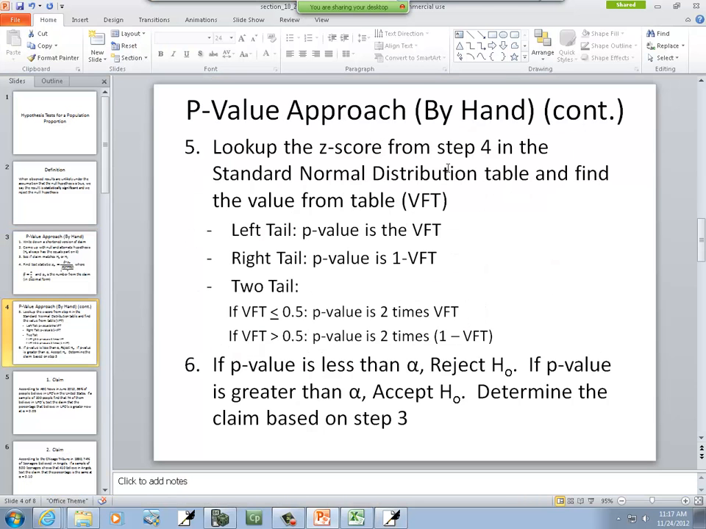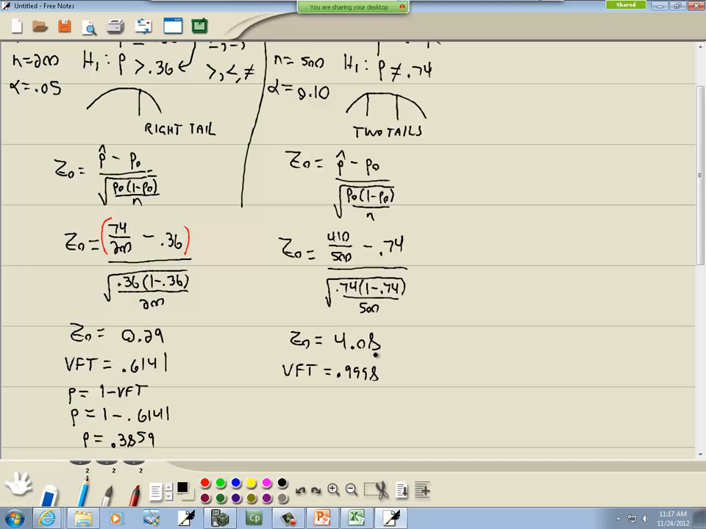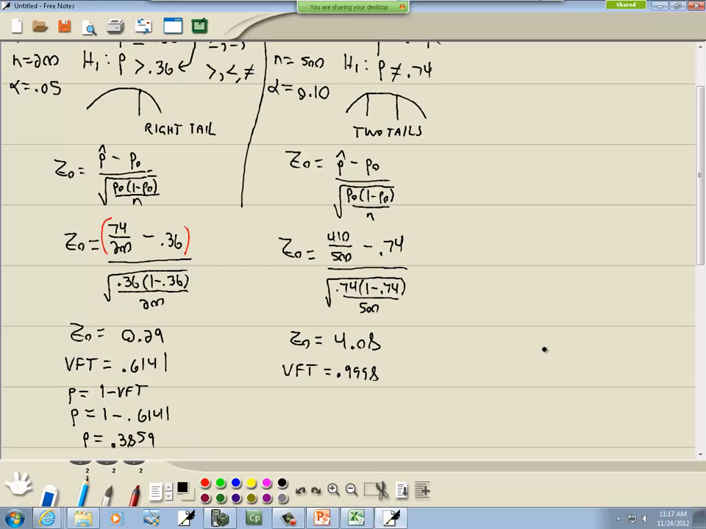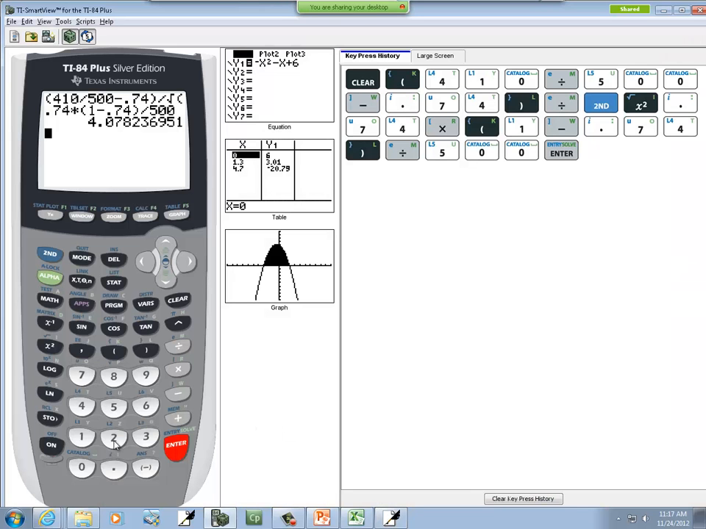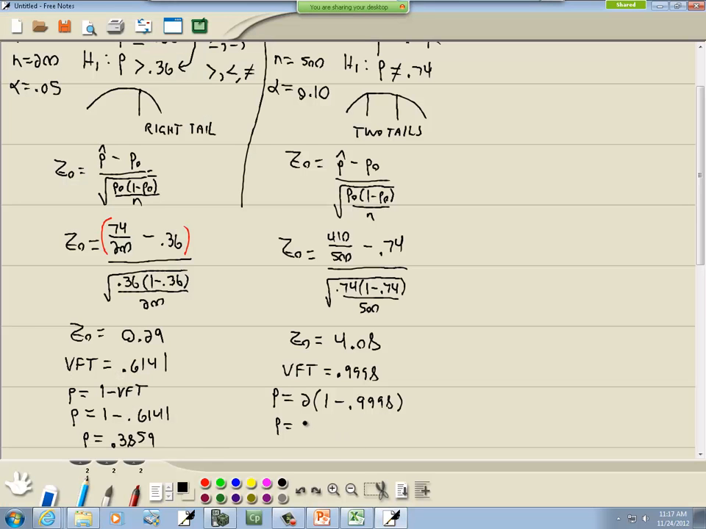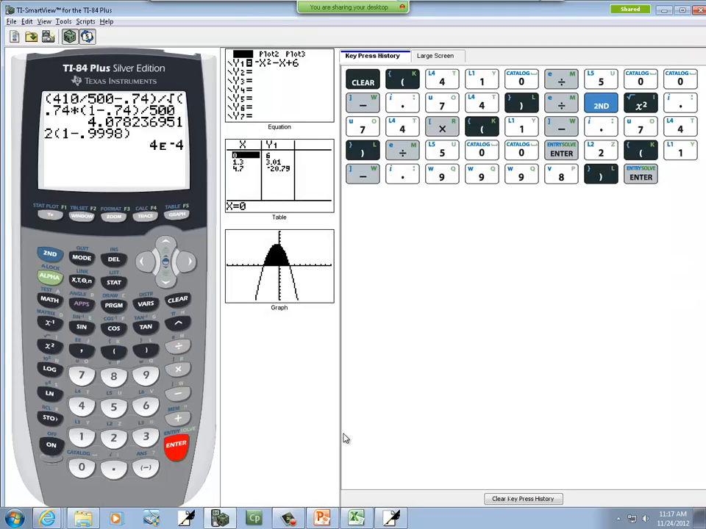Okay. Looked that up. For two tails, it says if your value from the table is greater than 0.5, the p-value is 2 times 1 minus that. So my p-value is going to be 2 times 1 minus 0.9998. Which is 2 times 1 minus 0.9998, which gives us 4 e to the negative 4.